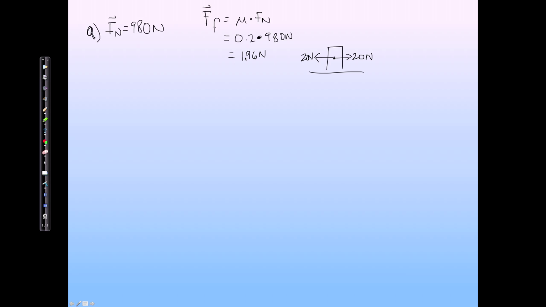Friction can take any value up to that maximum. If you increase your push to 50 newtons, friction will increase to 50 newtons. Still won't move. If you increase your push to 120 newtons, friction will increase to 120 newtons, still won't move. If you push at 196, friction will oppose again at 196, its maximum value. If you push with 196.0001, however, the force of friction will stay at 196 because that's its maximum value, and this will start accelerating in the direction that you're pushing.